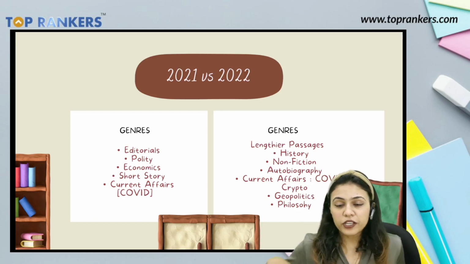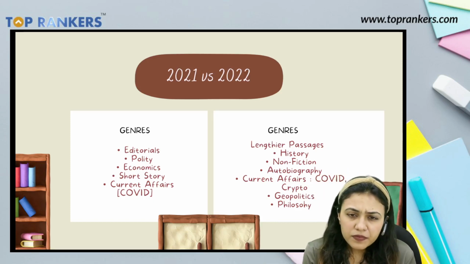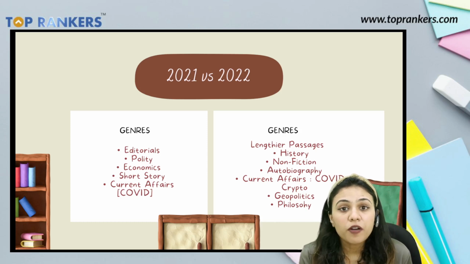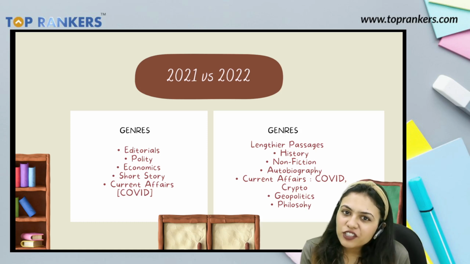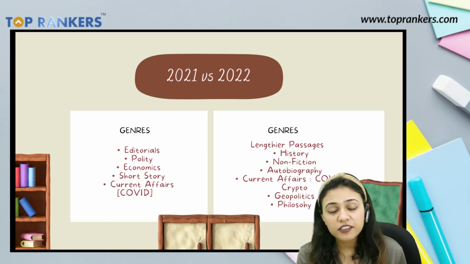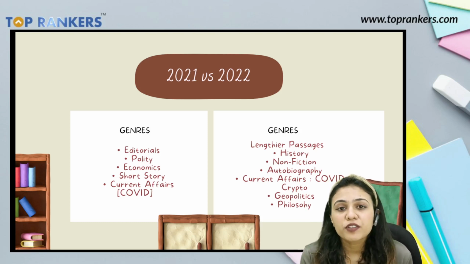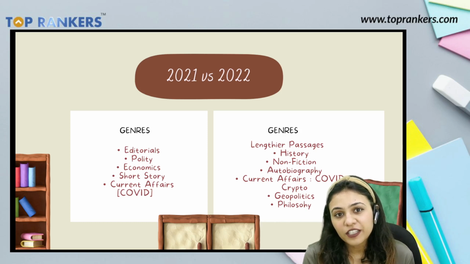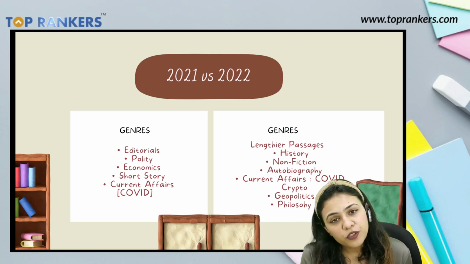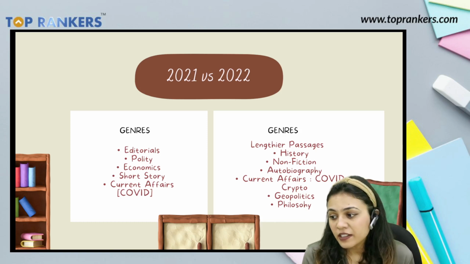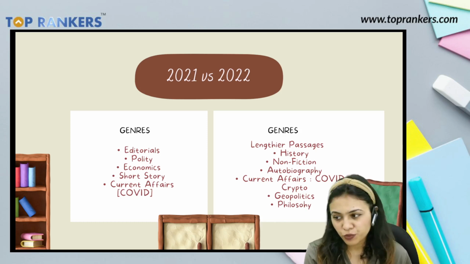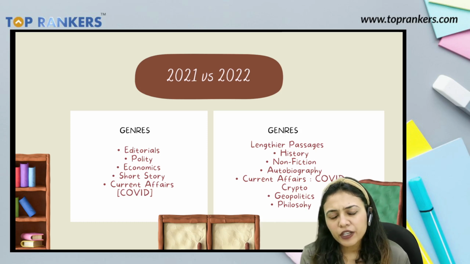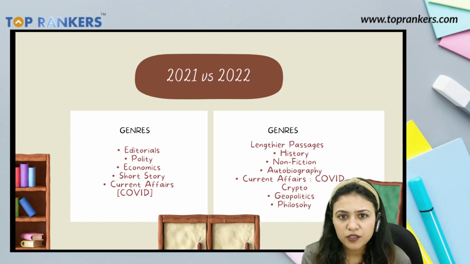Now, what you need to know here is in CLAT 2020, there were more passages which were from the editorials. There was one passage on polity, one on economics, obviously a short story which is always there in one form or the other. And there was one current affairs topic which was COVID, because obviously we were all undergoing the same situation. So COVID was obviously the hot topic then. And in 2022 also, this topic COVID was repeated, and again, we saw COVID, crypto, which were, I would say, the contemporary issues.